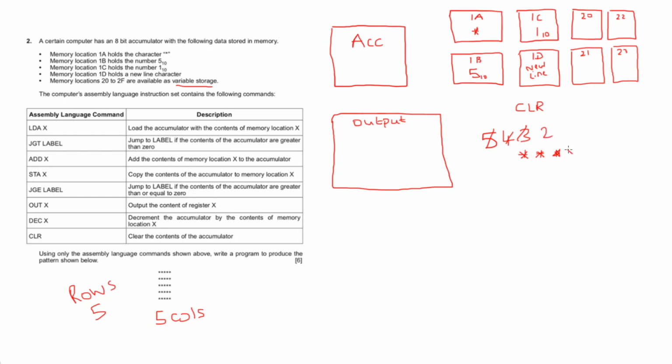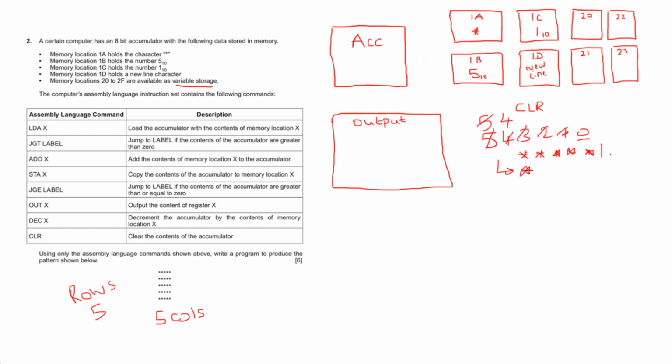2, produce another star. 1, produce another star. And then have a check to say, if we reach 0, then we're done. And then make a new line. Okay? So then you would start on this one and reload 5 in, and you would go again. In my head, that's what I'm thinking.